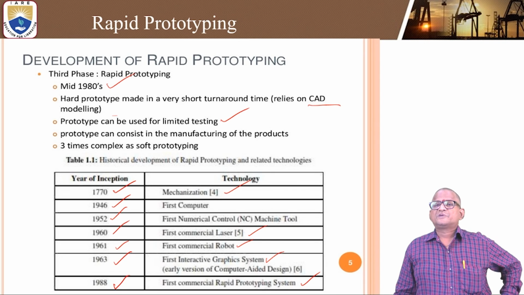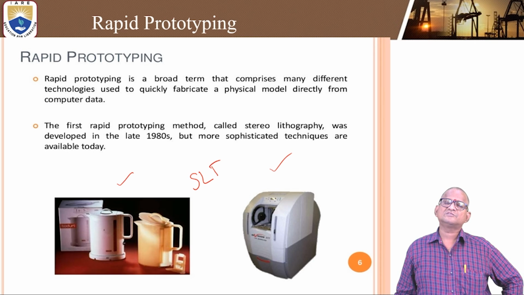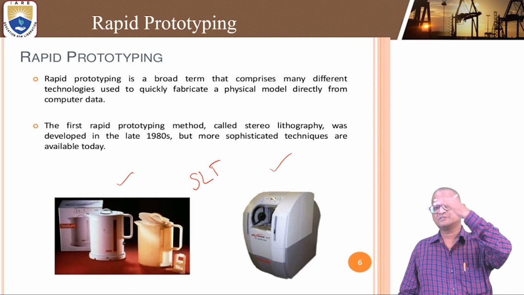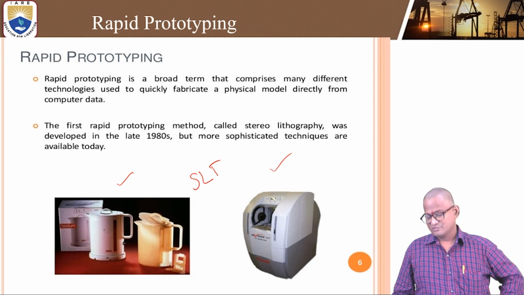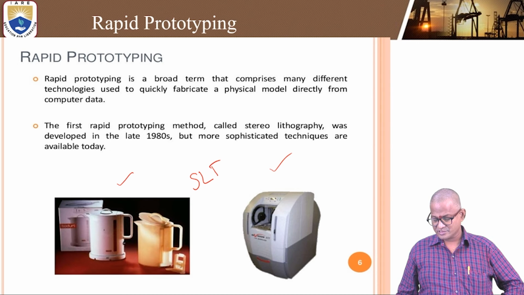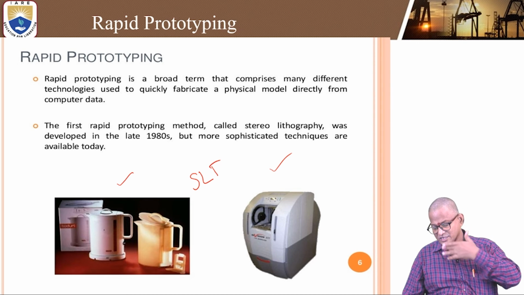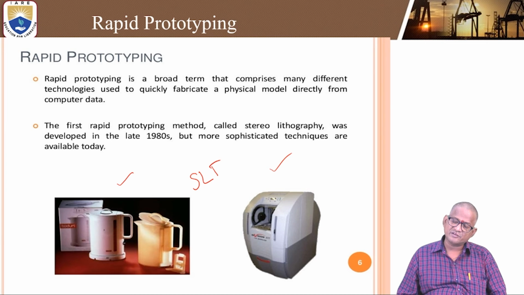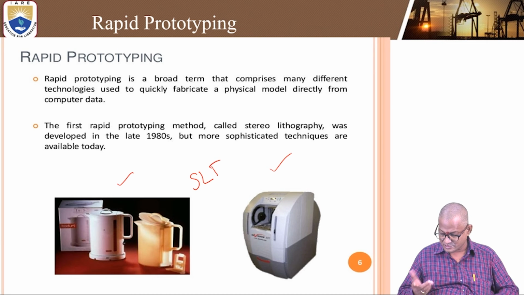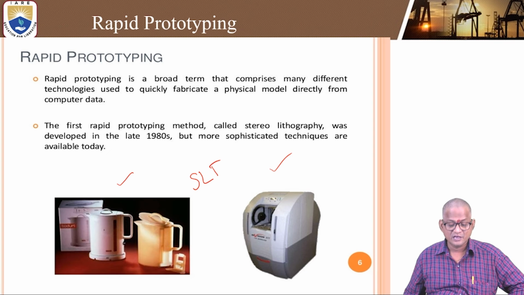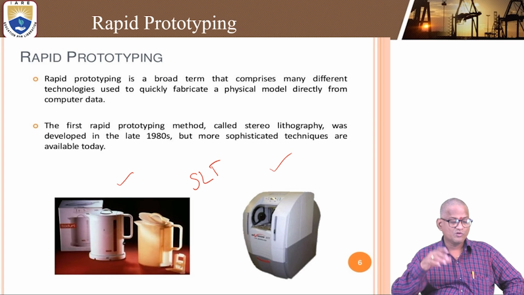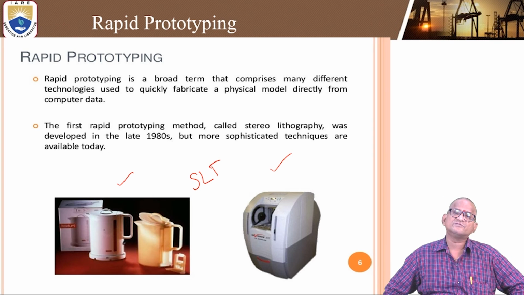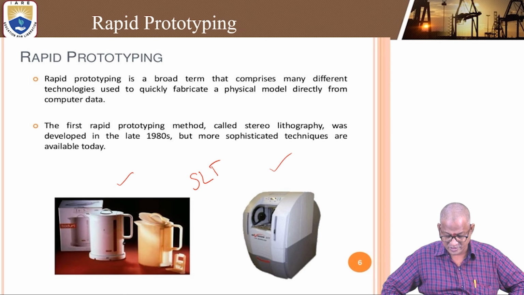And this is the development of rapid prototyping, and how it can be done, even for some washing machines and coolers. These can also be made nowadays using these methods. And this is the overall outline of rapid prototyping.